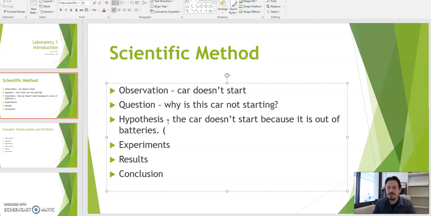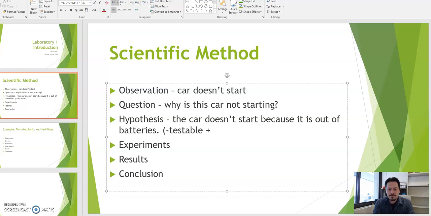And this leads to a few things about a hypothesis. And if you're watching this, hopefully you have notes out, because you should be writing this down. The first thing is that it has to be testable. Is this hypothesis, the car doesn't start because it is out of batteries, testable? Can you test to see if the car is out of battery? And the answer is yes, you can. You can get a meter that tests how much energy is in the battery, or you could just simply switch out the battery. And if the car starts, you found out the problem is the battery.